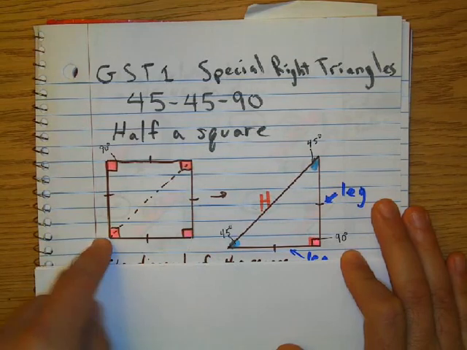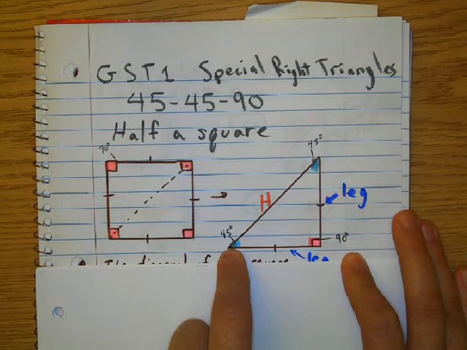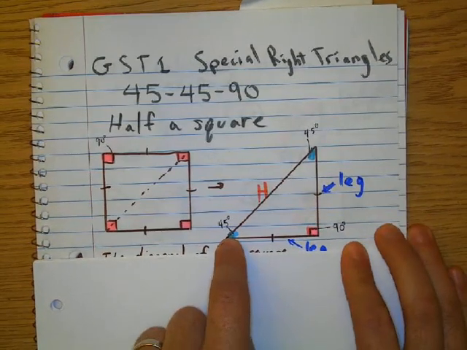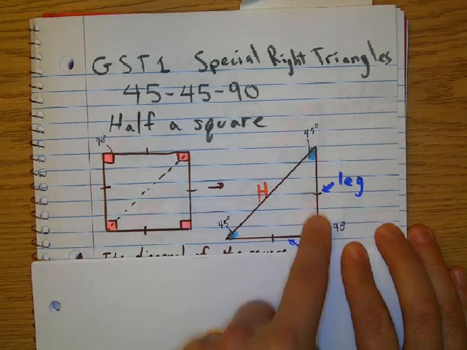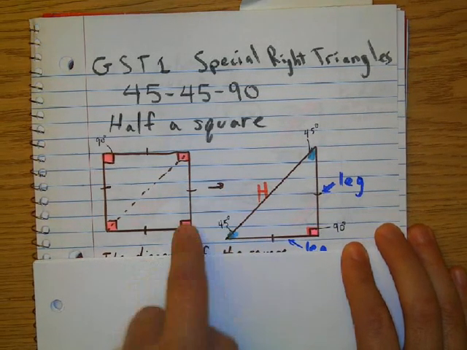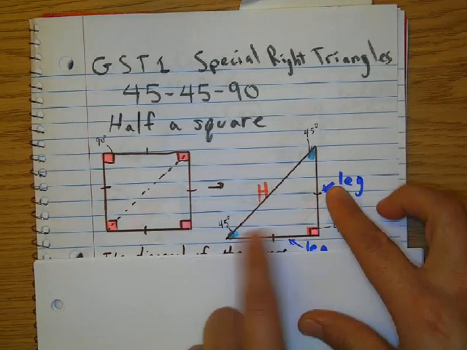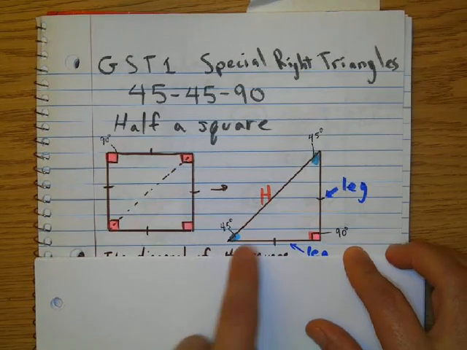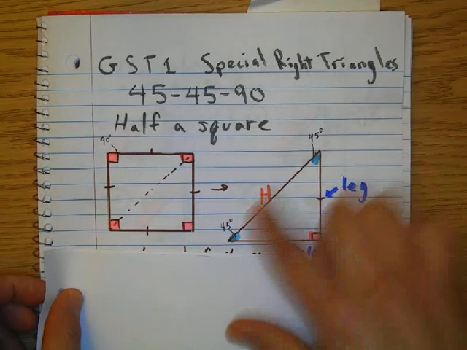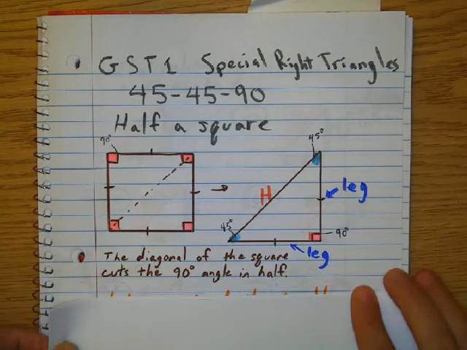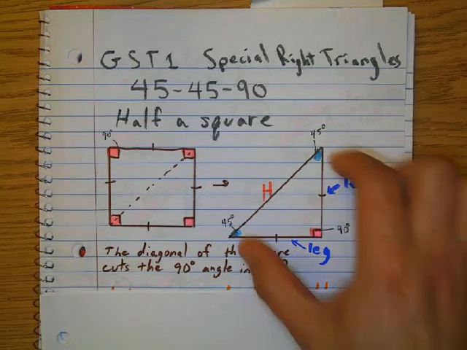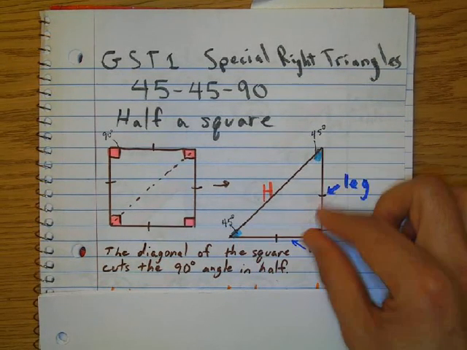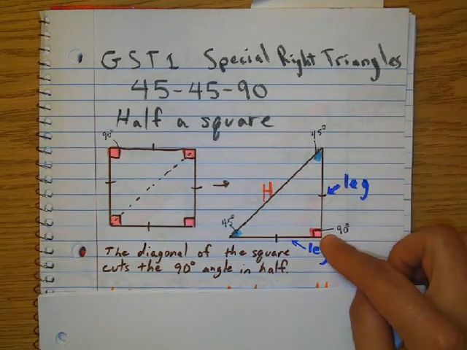Then that means these two angles here are going to be 45 degrees, and you know that these two sides are still the same length because they're parts of the square, right? And we need to figure out this hypotenuse. So we can figure out this length using the Pythagorean Theorem. So we know those are 45-degree angles, we know these sides are the same length, and we know this is 90 degrees.